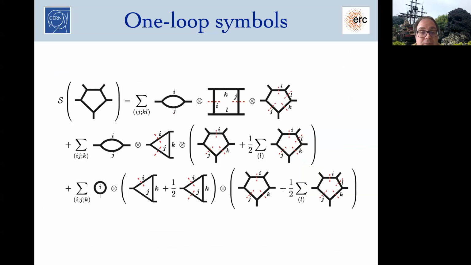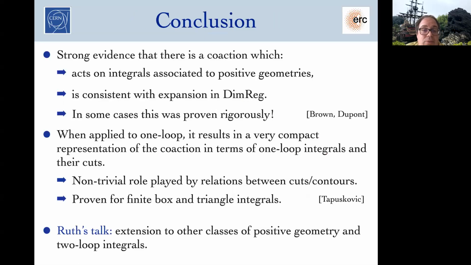And so its symbol would have bubbles, double cuts of boxes, quadruple cuts of pentagons, but then you also have tadpole terms, triangle cuts that come in the second entry, pentagon cuts that come in the third entry, and so on. But again, you can really write down these symbols for an arbitrary number of scales and external legs. You can just write them down in closed form.